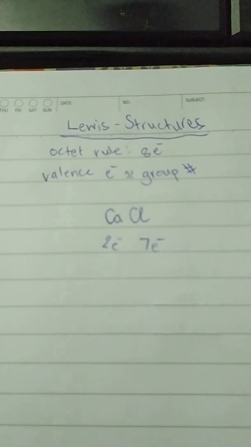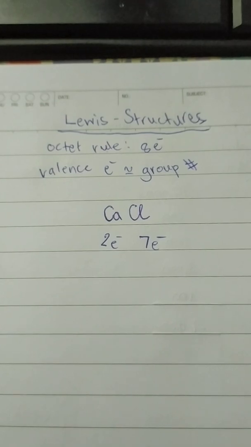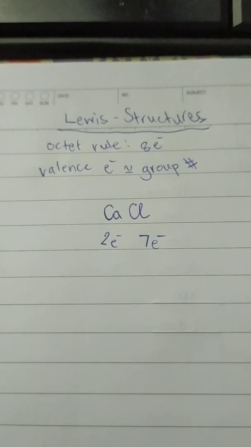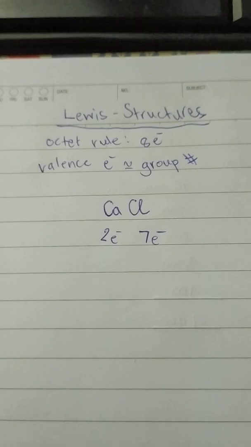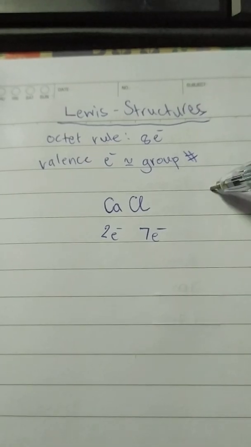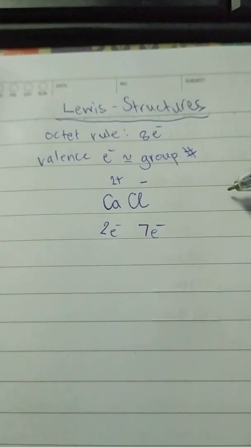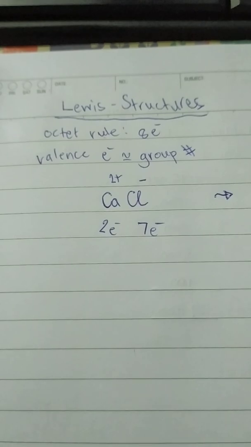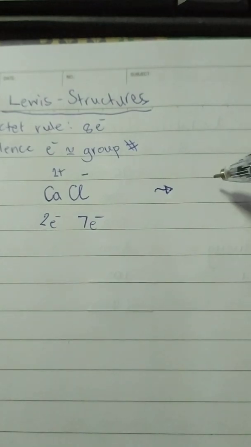So what does this mean for us? With Lewis structures, this is actually quite a bad example because what we have here is an ionic bond. Lewis structures only really work for covalent bonds. But I want to show you that the idea is the same. Calcium is going to be 2 positive and chlorine is 1 negative. So if we want to bind them together, I'm going to need 2 chlorine ions for every 1 calcium.